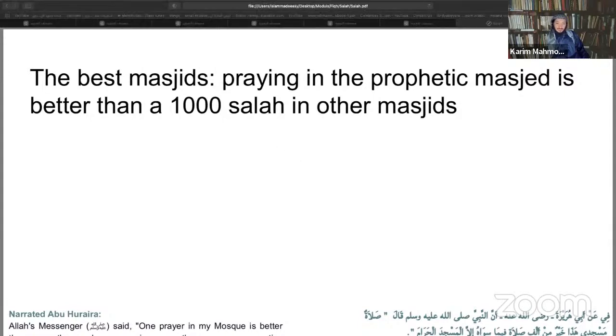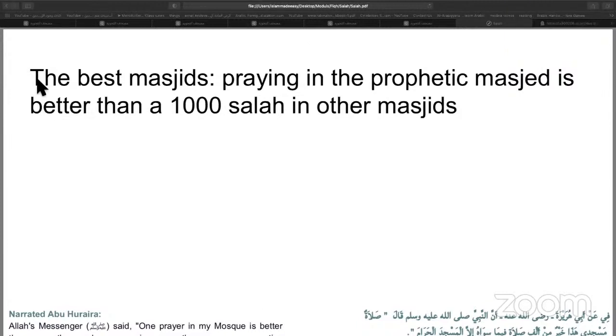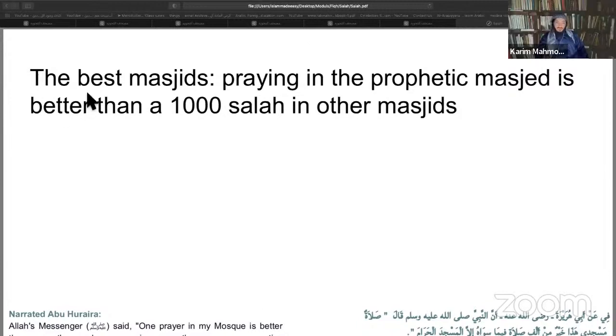That's the masjid of the. Wait, actually, I can't get it now anymore. Oh, it disappeared. Oh no. Okay. Anyway, we can still see it. No, something else. I was trying to show you something else.